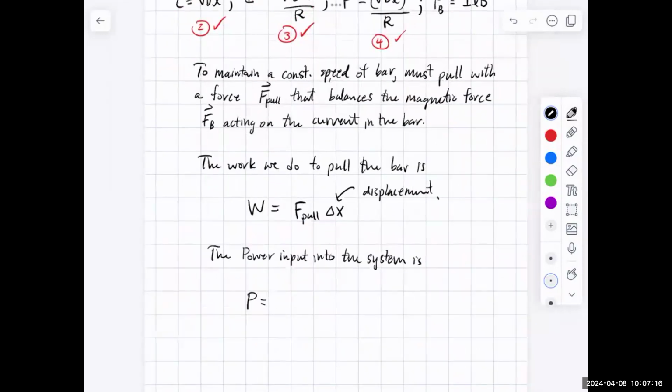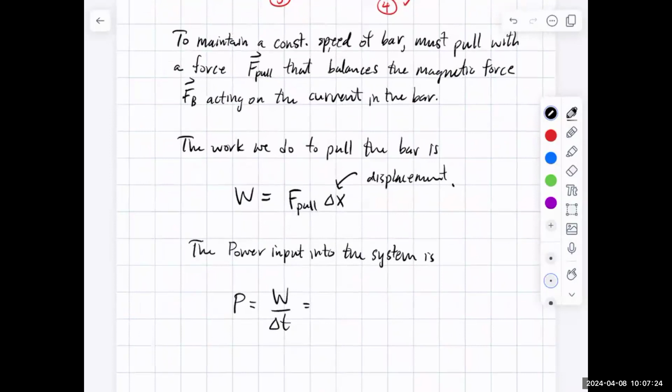Power is going to be the amount of work we do per unit time. And so that's just going to be whatever the force is that we pull with times delta x, but then I'm going to divide by delta t. And so if I take the displacement of the bar, divide by how long it took to move that distance, that tells me the speed of the bar. And so this is just exactly equal to V. And so the power that we put in is F pull times the speed.